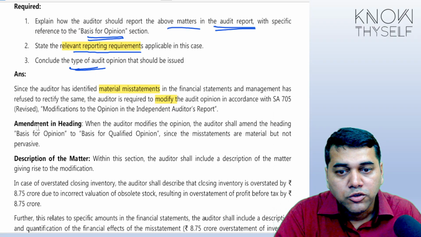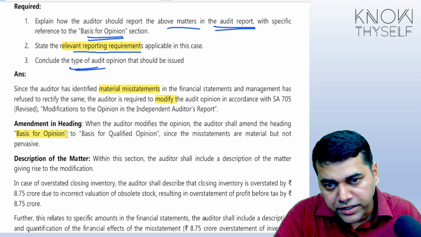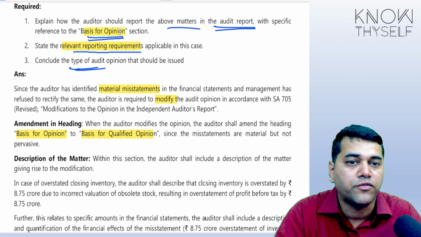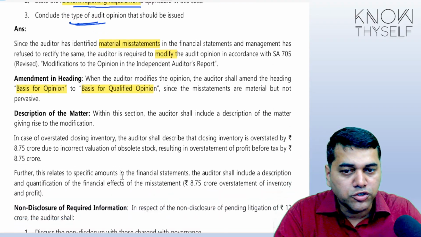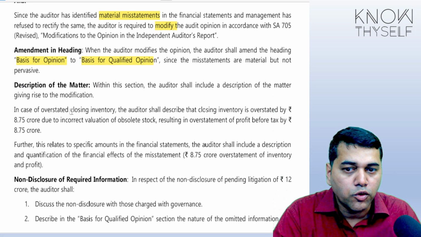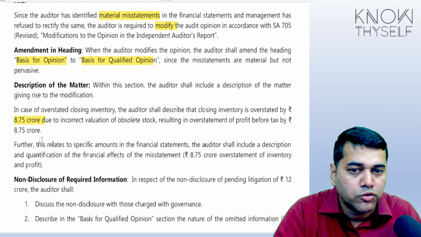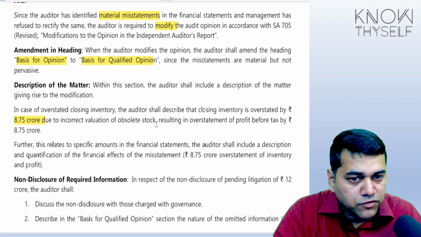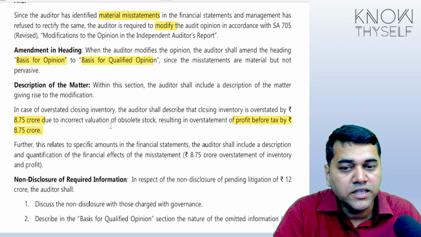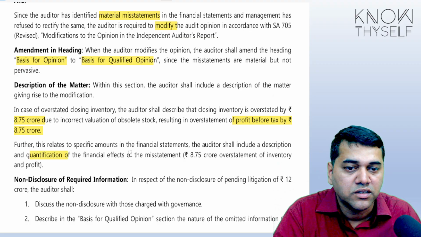Instead of opinion, you have to change it into qualified opinion, and basis of opinion into basis for qualified opinion, because they said give special importance to basis for qualified opinion. Now, when it comes to description of the matter, in case of overstated closing inventory, you should describe that the closing inventory has been overstated by 8.75 crore due to incorrect valuation of the stock. Because of this, profit also got overstated by 8.75 crore. Further, related to the specific amounts in the statement, you should include the description and quantification of the misstatement.